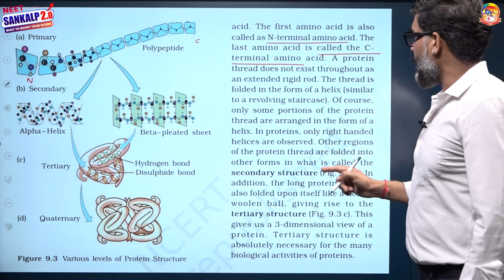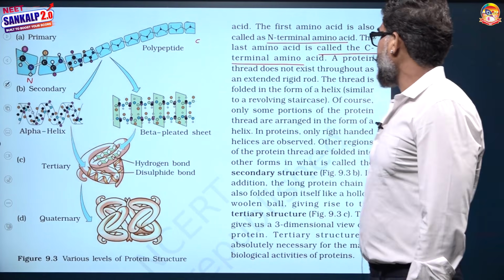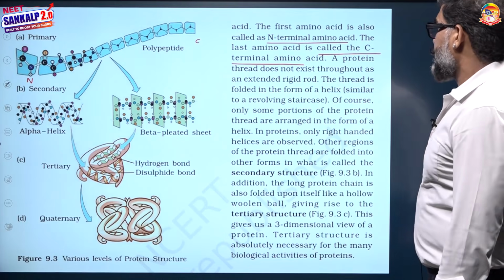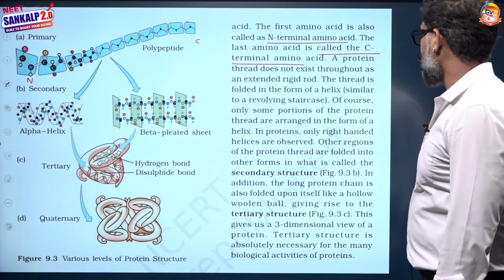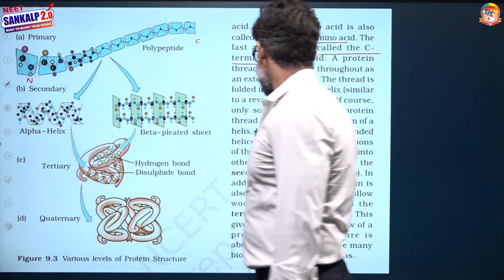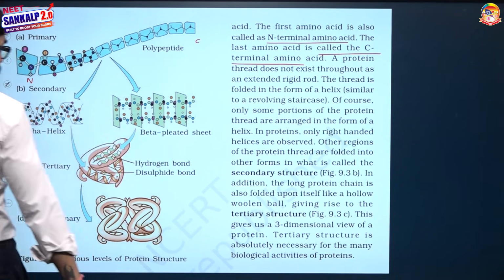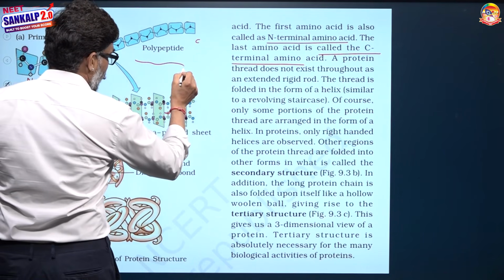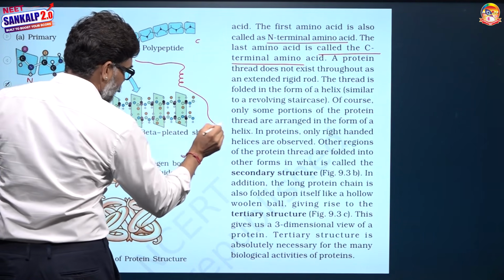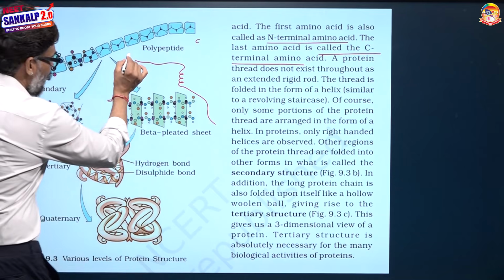The thread is folded in the form of an alpha helix, similar to a revolving staircase. Of course, only some portions of the protein thread are arranged in the form of a helix. What does that mean? Suppose this is a protein, at some point it becomes an alpha helix and then again... So up to here what is it?